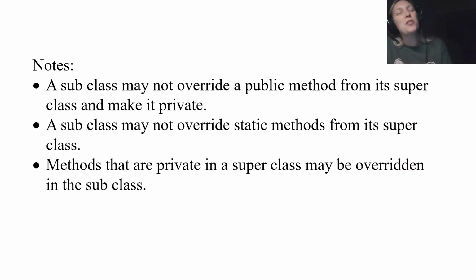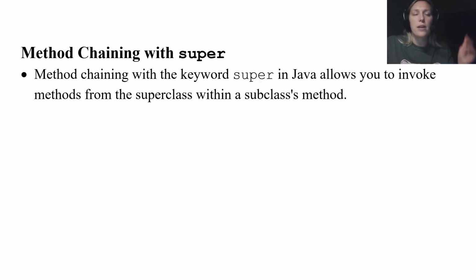Don't worry too much about those visibility modifiers. Again, all instance variables are private. Most of our methods are public, so try not to worry too much about it, but those are a few notes about dynamic polymorphism in terms of visibility modifiers and statics.